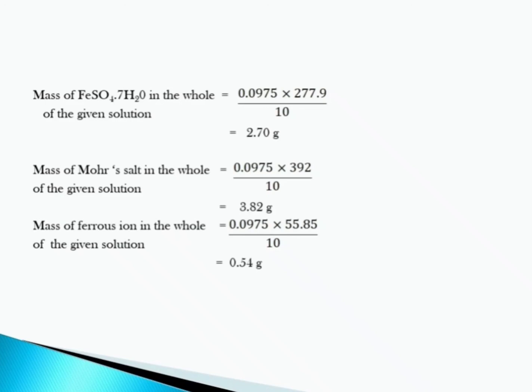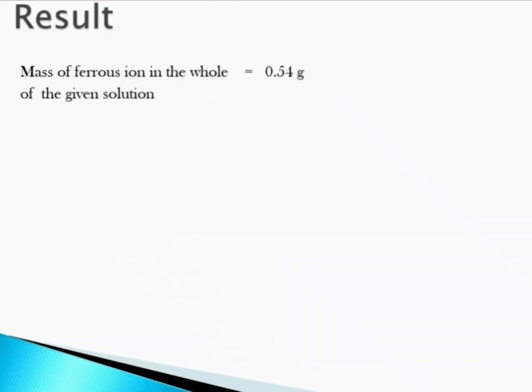Similarly, mass of Mohr's salt can be found out as 3.82 gram and mass of ferrous iron in the whole of the given solution can be found as 0.54 gram. So let's move towards the result. Mass of ferrous iron in the whole of the given solution is 0.54 gram. That is the result. We hereby reach the end of the experiment.